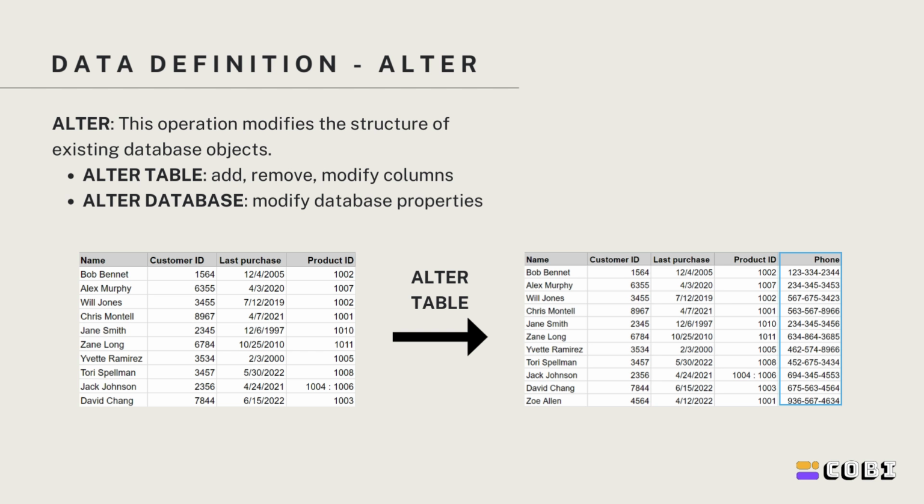Alter. This operation modifies the structure of existing database objects. You can alter a table, which lets you add, remove, and modify columns, or you can alter a database, which lets you modify database properties. So, using alter table, I added a new column to the customer table. This column contains phone numbers.